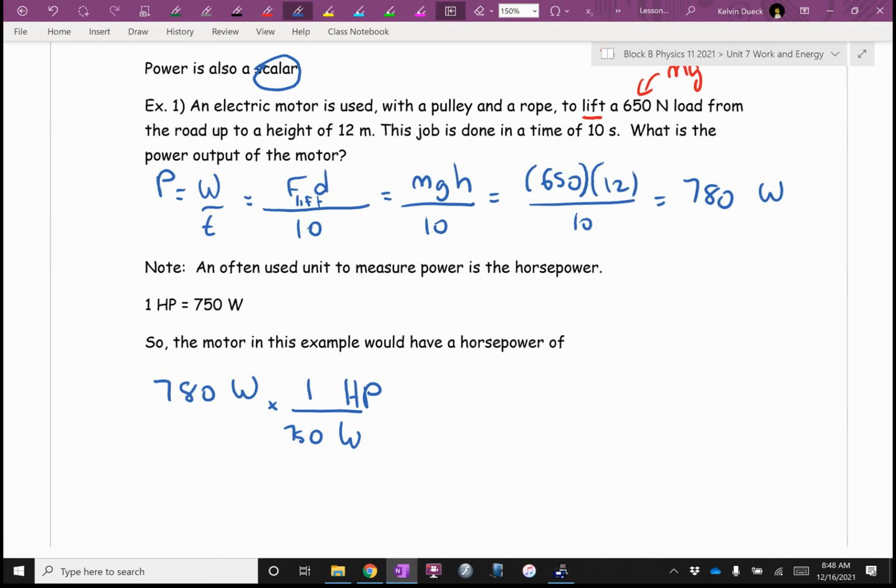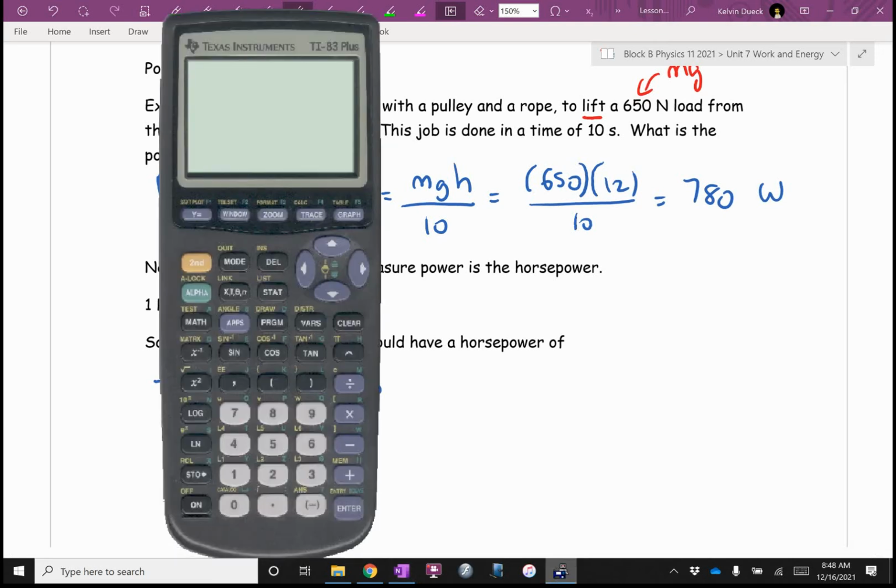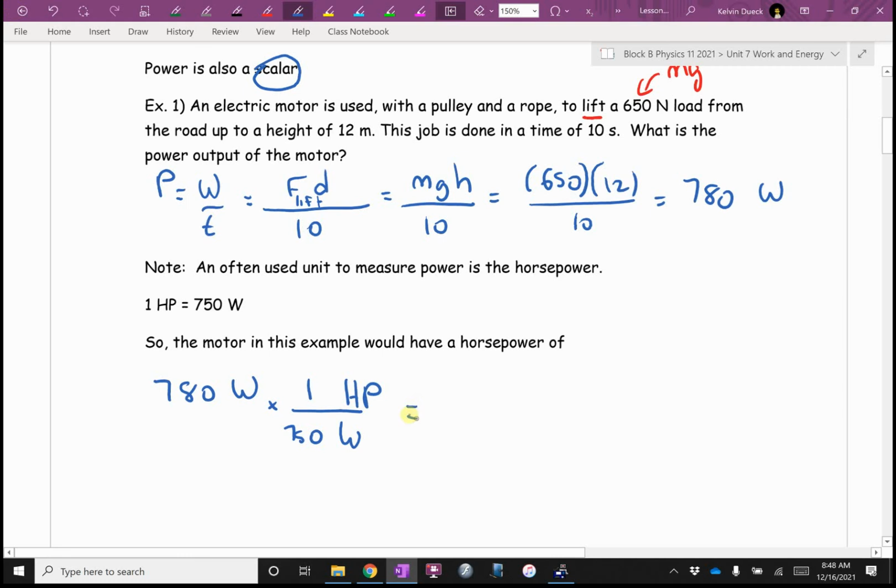That's that chain method that I taught you way back when in September. I still use it all the time in real life because I'm never sure, do I divide or do I times? I've never bothered memorizing. I can figure it out in 1 second. So it's going to be 650 times 12 divided by 10, 780 divided by 750. And I get almost exactly 1 horsepower. 1.04, is that right? Is that right? Okay.